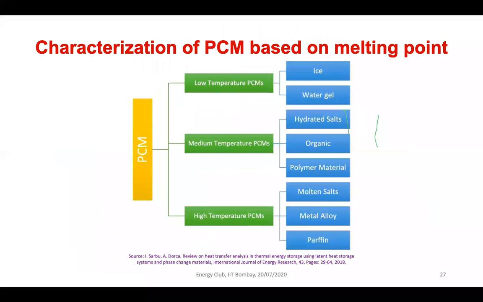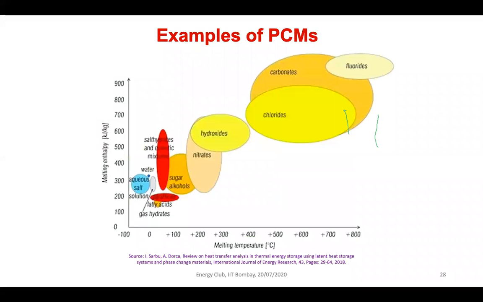Depending on the operating conditions, phase change material is also categorized into low temperature PCM, medium temperature PCM, and high temperature PCM. Depending on this, we can use different materials. For low temperature, there are ice and water gel. In medium temperature, hydrated salt, organics like paraffin-based material, and polymeric material. And for high temperature applications, something like 300, 400 or 600 degrees centigrade, we have to use molten salt or metal alloys.